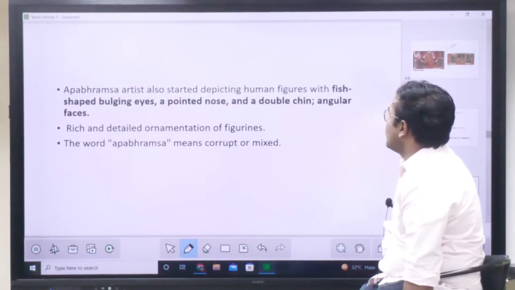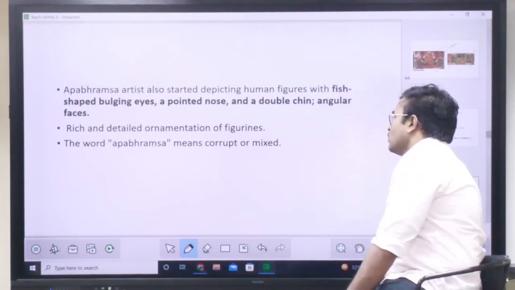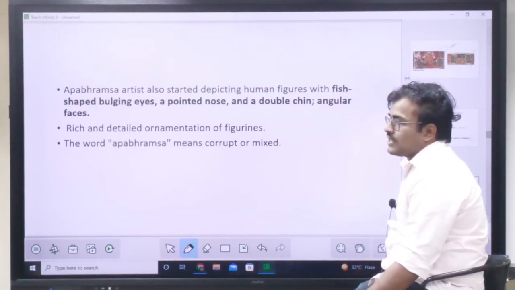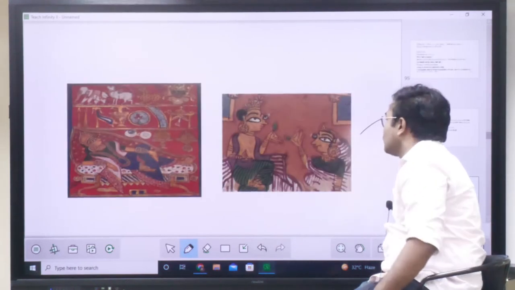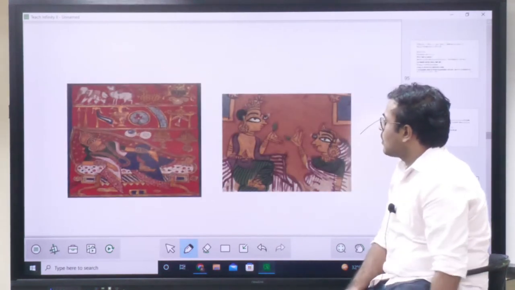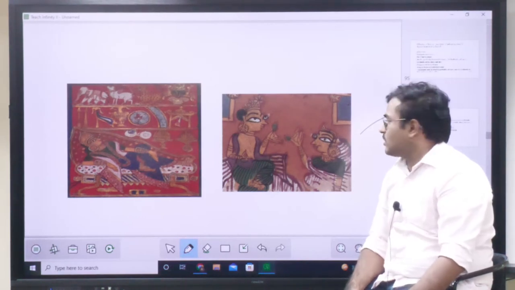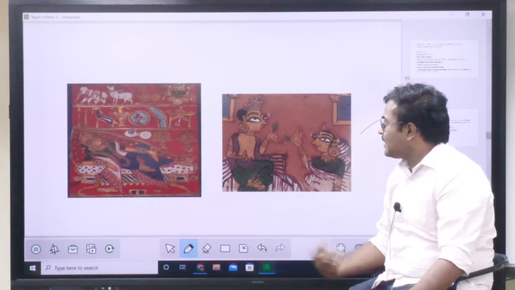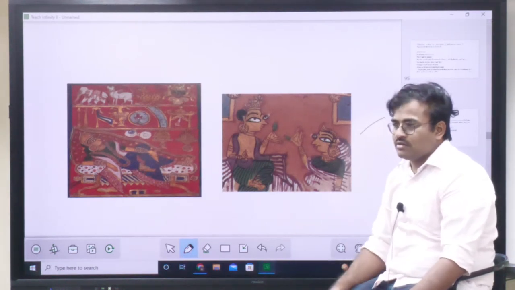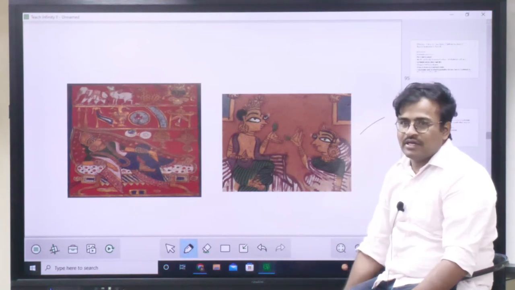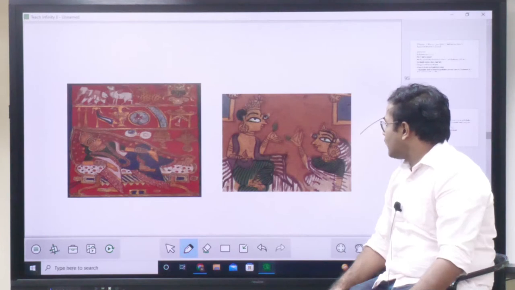Nose, double chin, angular faces, rich and detailed ornamentation. But the very word Apabhramsa means it is a corrupt school or mixed school, which is not a good school in itself. Just have a look at the images. Very poor images. Detailing is there and ornamentation is there, but they don't reflect any aesthetic sensibility. They are not considered beautiful, and are very poor in taste.